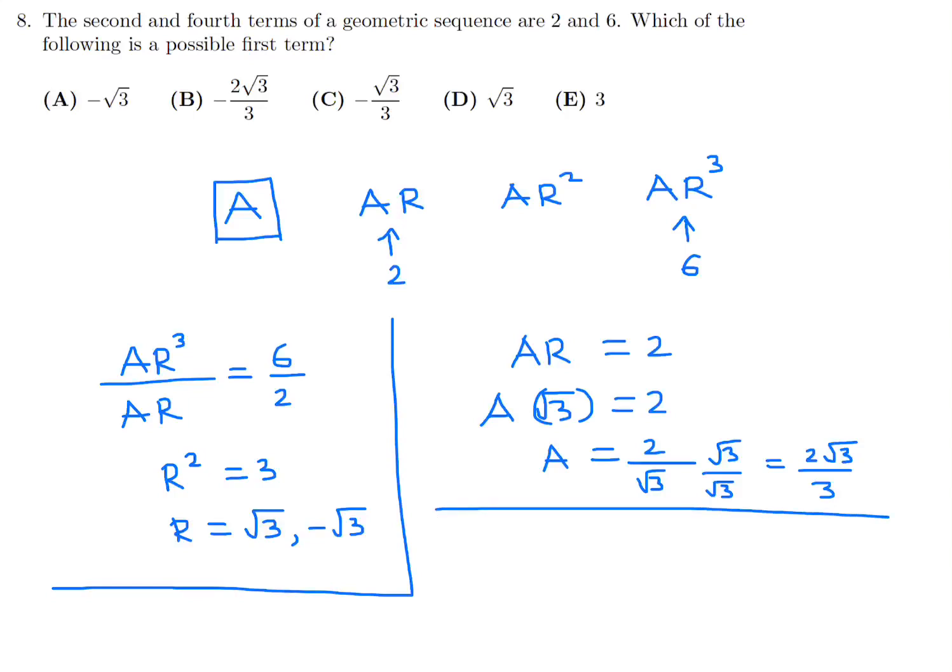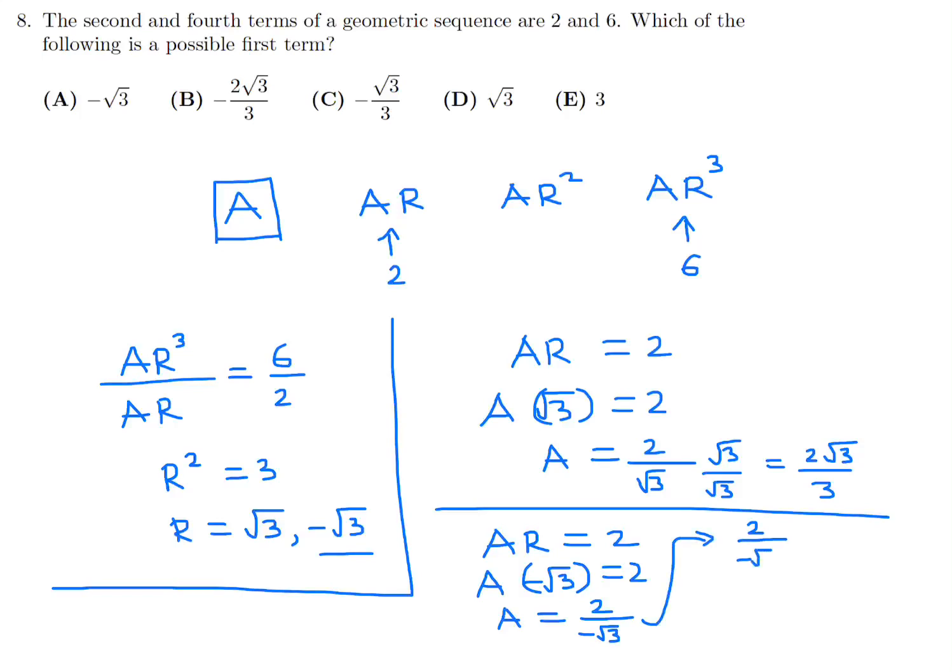Okay, no problem. I think it's because I got to choose this one there. So let's do that. Let's choose negative root 3 for R. Negative root 3, like that. So that means A is equal to 2 over negative root 3. And then if I rationalize the denominator, multiply top and bottom by root 3, like that, this will be 2 root 3 over 3, and there's a negative out front. And negative 2 root 3 over 3 is an answer, which is B.